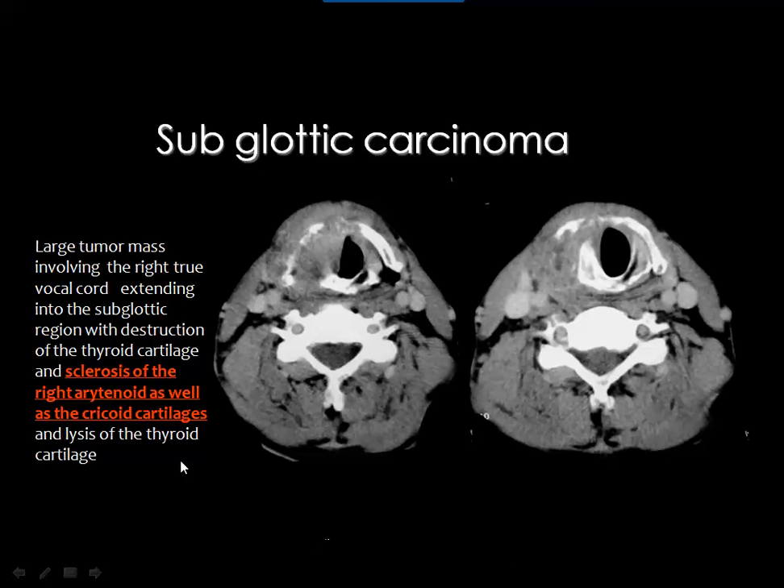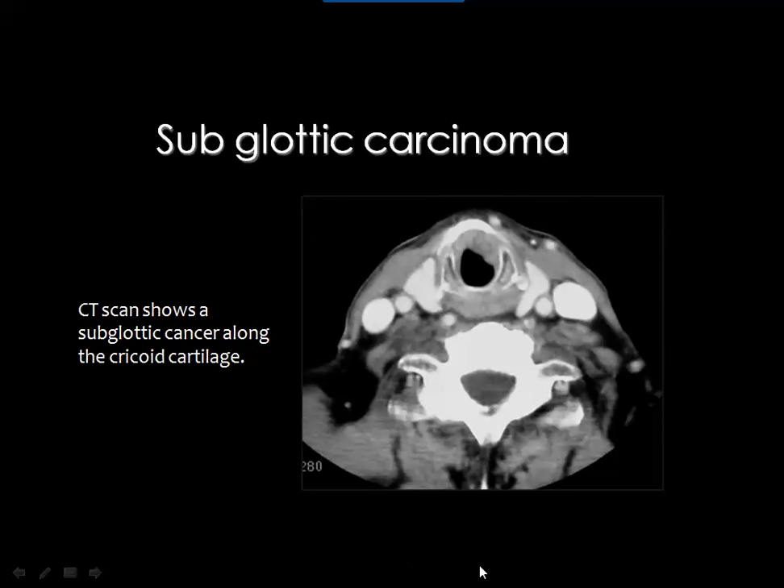Then sclerosis of the arytenoid cartilage, as you can see here, as well as the cricoid cartilage, as you can see here. These are not signs of invasion, but here this is the definite sign of invasion. You see a tumor mass on both sides of the heterogeneously calcified cartilage. This is also another example of a subglottic carcinoma on the left side involving the anterior part of the subglottic area, and this is the cricoid cartilage, which is normal.